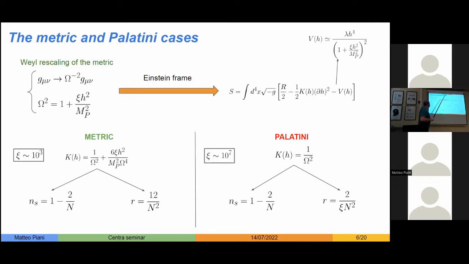So what you can do is just do a rescaling of the metric by this conformal factor that is exactly the prefactor that you have in front of the Ricci scalar, and go in what we call the Einstein frame. So you are decoupling the Higgs from the Ricci scalar, but now at the expense you get a different potential and a kinetic function in front of it.